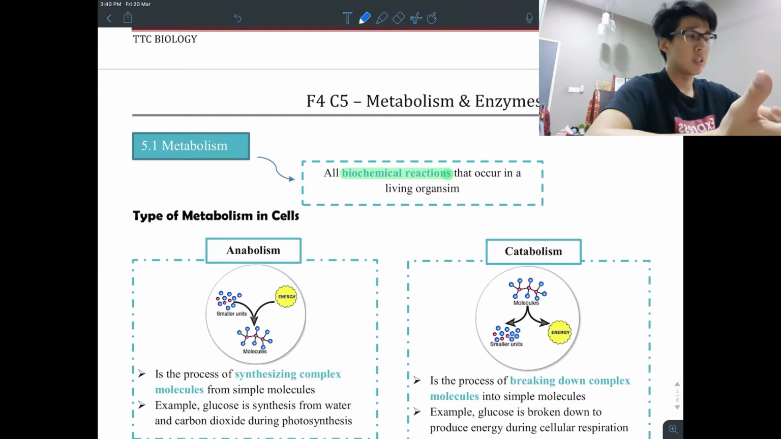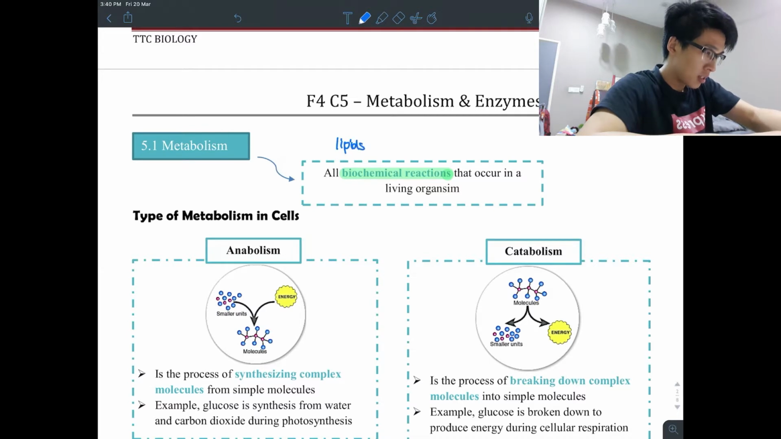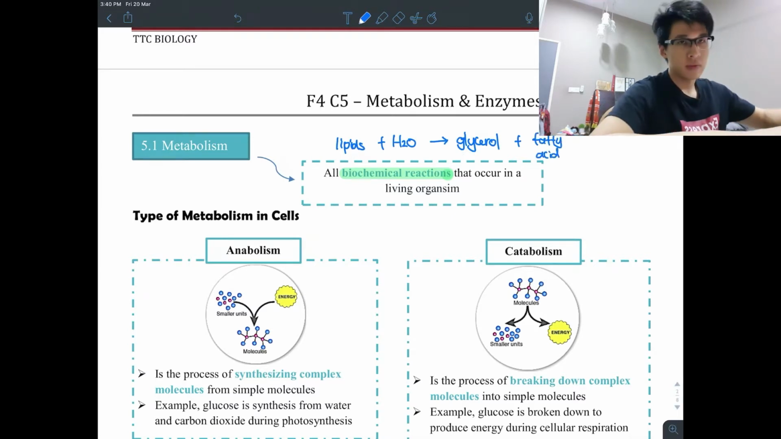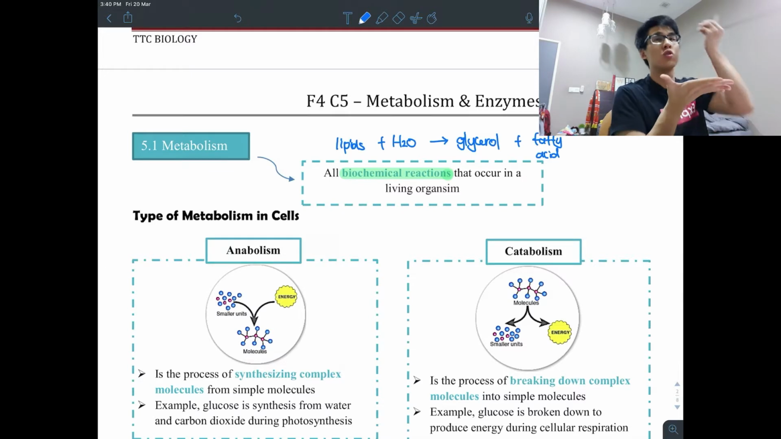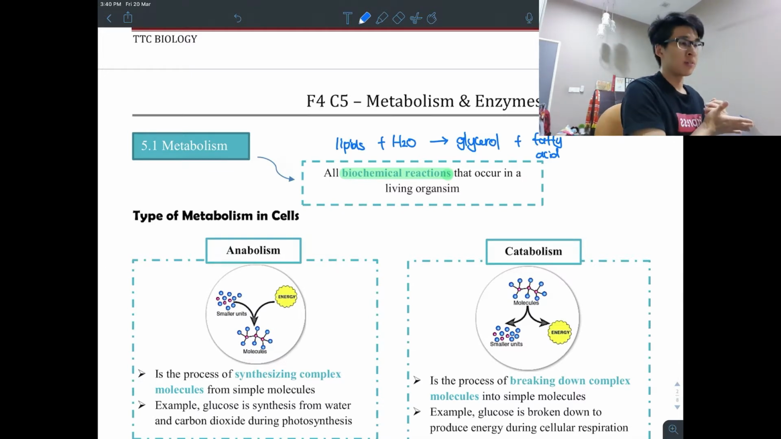For example, the reactions that we learned in chapter 4. Remember how lipids, fats, if they react with water, will be broken down into glycerol and also fatty acid. If you remember, this process is called hydrolysis, because you use water to break down something. This is also a digestion process, whereby when you eat lipids, your body will digest it into glycerol and fatty acids. So digestion is a biochemical reaction.